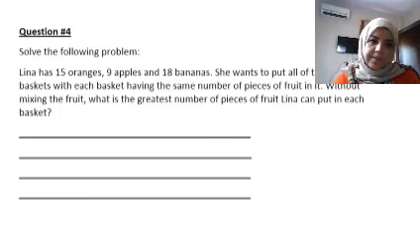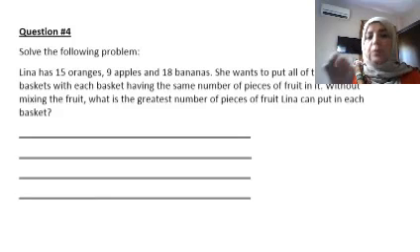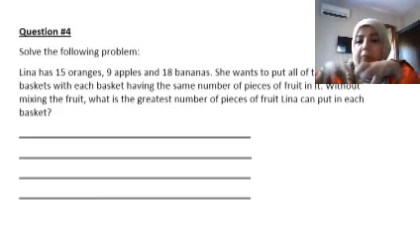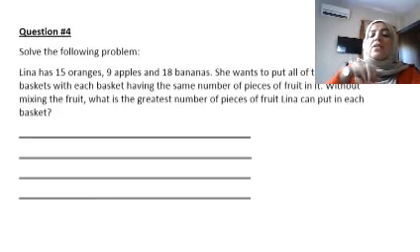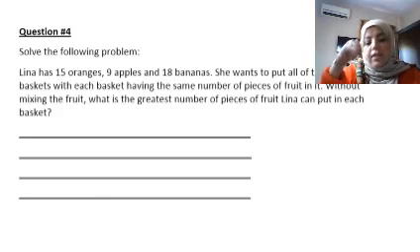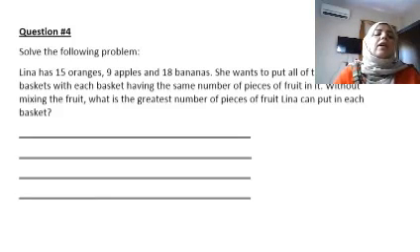And now the problem. Lena has 15 oranges, 9 apples, 18 bananas. She wants to put those fruits in baskets, but each basket should have the same number of pieces of each fruit. So the same number of bananas in all the baskets, the same number of apples in all, and the same number of oranges in all. Without cutting the fruits, what's the greatest number of baskets she can make?